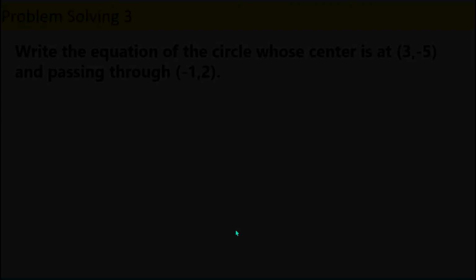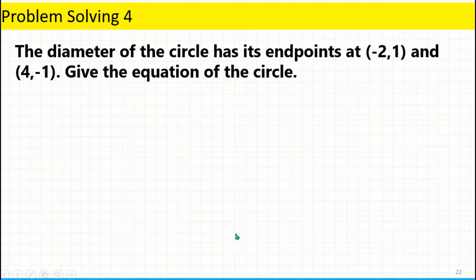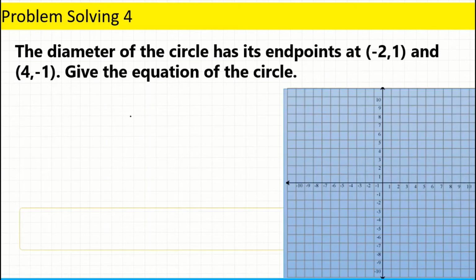Okay, next. Problem solving number 4. The diameter of the circle has its endpoints at negative 2, 1 and 4, negative 1. Find the equation of the circle. Again, to write the equation of the circle, we must have the center and radius.